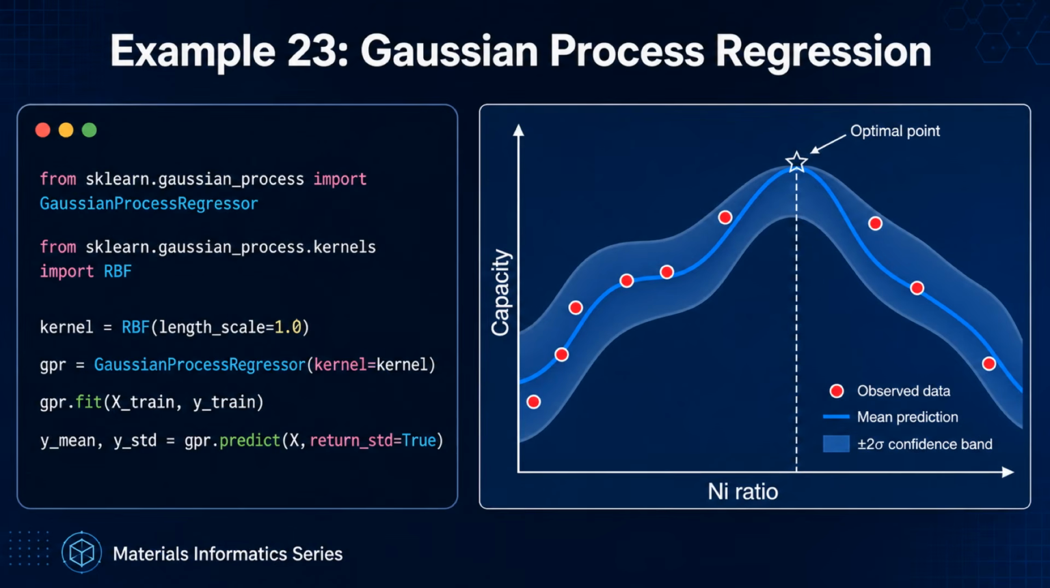Given just a few observations of Ni ratio versus capacity, the GP learns a smooth function with wider confidence bands where data is sparse. The RBF kernel captures smooth correlations between similar compositions. The uncertainty bands are crucial for deciding where to sample next. High uncertainty regions might contain hidden optima.